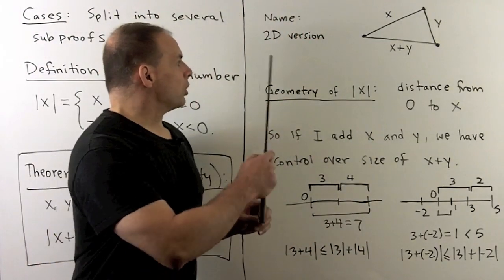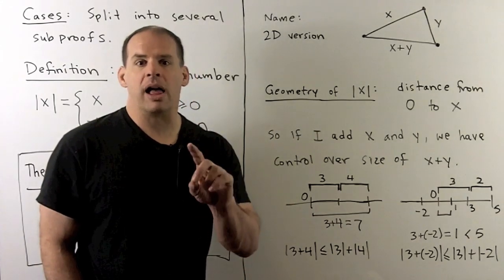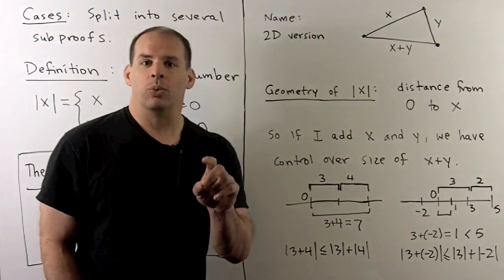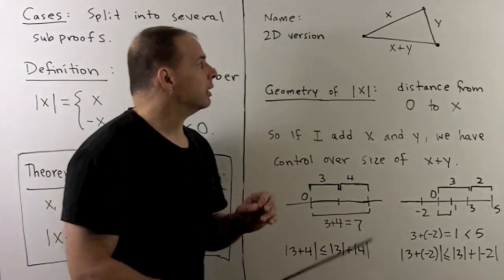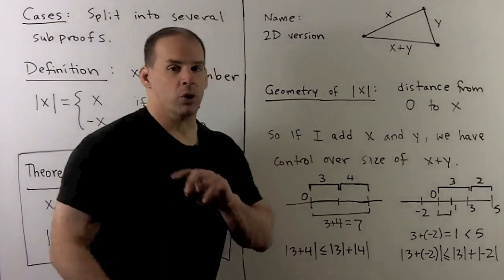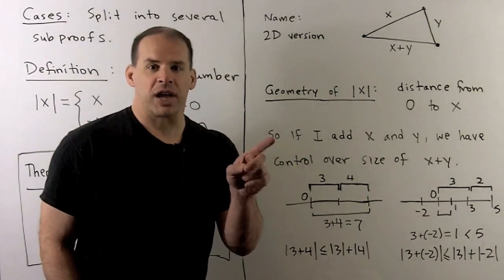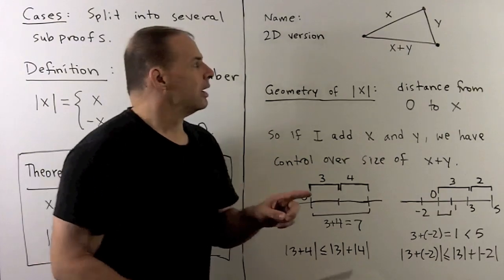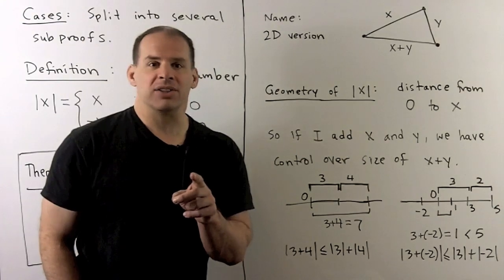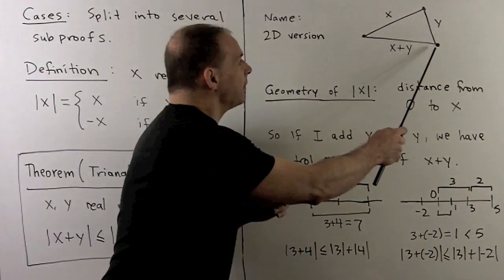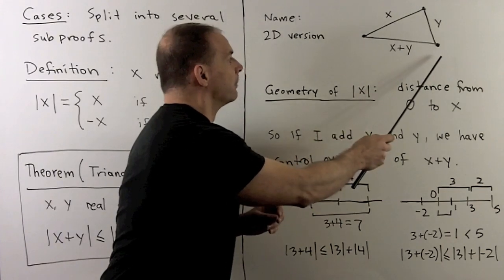Now, where does the name come from? Well, we're going to have several versions of the triangle inequality. The triangle comes in with the version in 2D, so in R2. So here, we have a notion of vectors and vector addition. If we take two vectors x and y and we add them, then the picture is going to look like a triangle. And what the triangle inequality says is that the length of this side is less than the sum of the lengths of the other two sides.